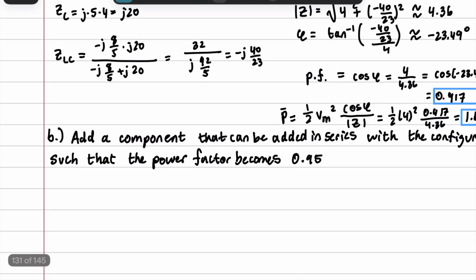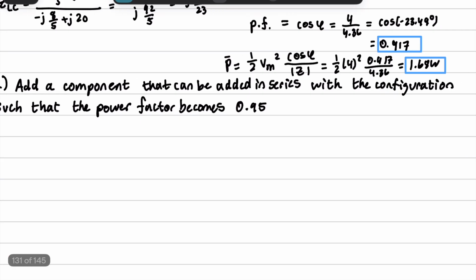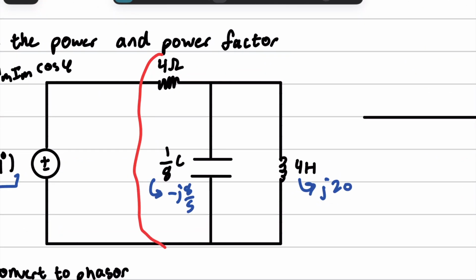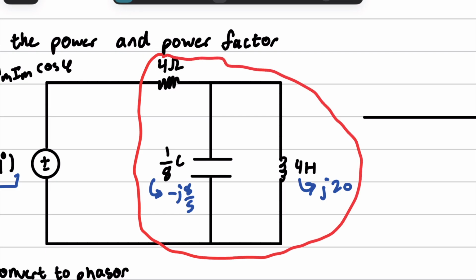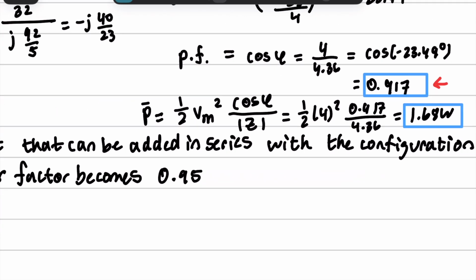Now, the second part is the design question part. The question is asking us to add a component in series with the configuration such that the power factor becomes 0.95. So that means this configuration right here that we just found the power factor of, and then some component that will go right here. I'll just make a box that will make this power factor 0.95.